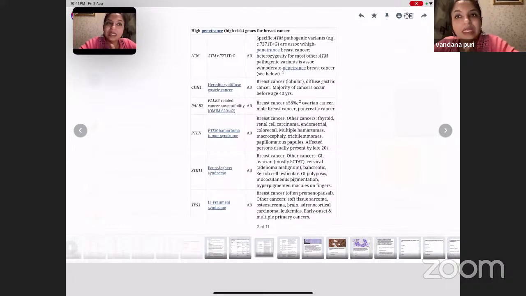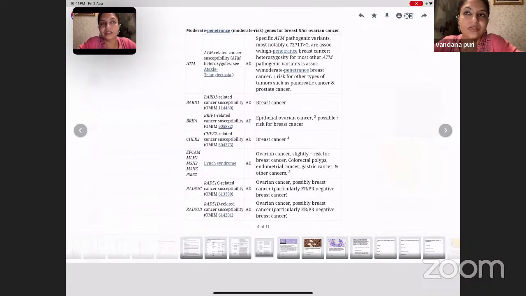Apart from that, PTEN, PALB2. PALB2 again has breast cancer, ovarian cancer, male breast cancer, and pancreatic cancer. The name itself says it: PALB2, pancreatic cancer and breast cancers. Apart from that, ovarian also. CDH1 is lobular carcinomas of breast, and ATM are associated with high penetrance. Remember, ATM is one gene which is associated with both high and moderate penetrance. ATM can be associated with high penetrance also and moderate penetrance also, depending upon the mutation occurring in them. Apart from that, all the microsatellite genes, the Lynch syndrome genes, they are all moderate penetrance.